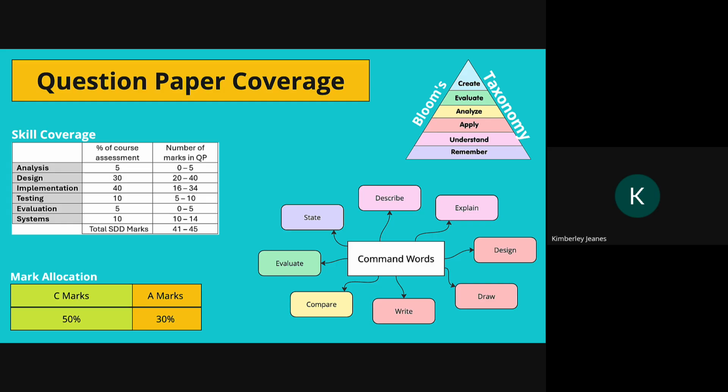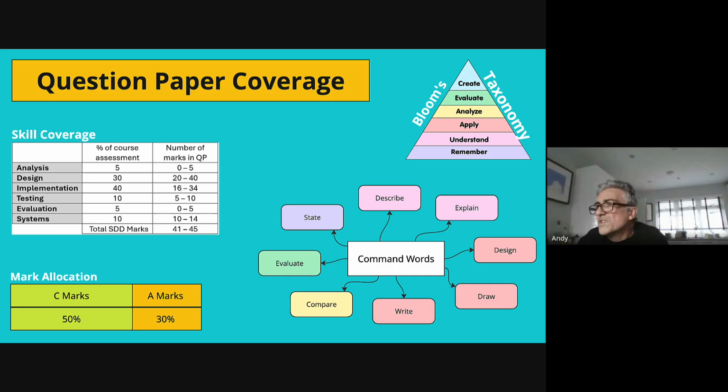We'll start off with the skills. We can see we've got this wee wheel here, and there were 6 main skills that are covered in any computing science paper: analysis, design, implementation, testing, evaluation, and systems. Sorry, in the table. Yeah, that's right. We're all pretty familiar with those. Analysis, design, implementation, test and evaluation are all covered in SDD, databases and web, whereas systems questions appear just in the SDD section, but not in the other 2.